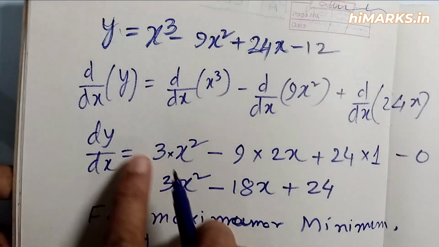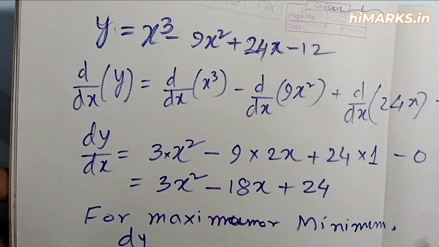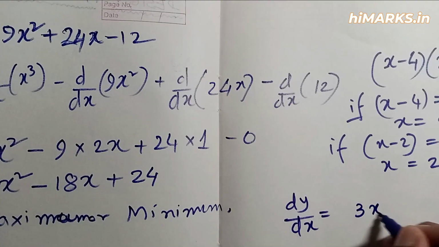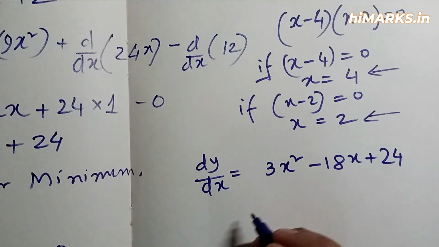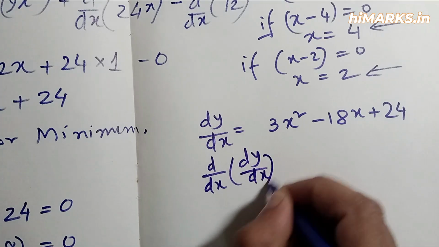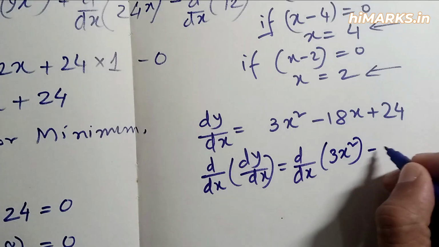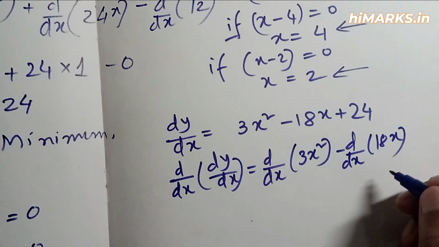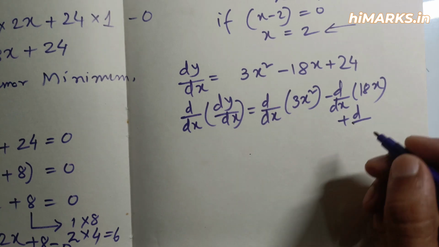We will do the second derivative. After taking dy/dx, 3x square minus 18x plus 24, this we have taken, and then we will do the second derivative of that, like d/dx on both sides we will take. So now for 3x square minus 18x plus 24, we have done the second derivative.